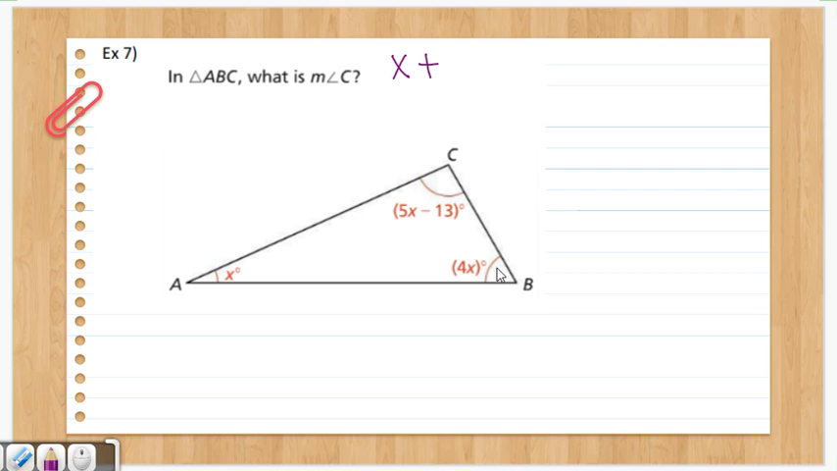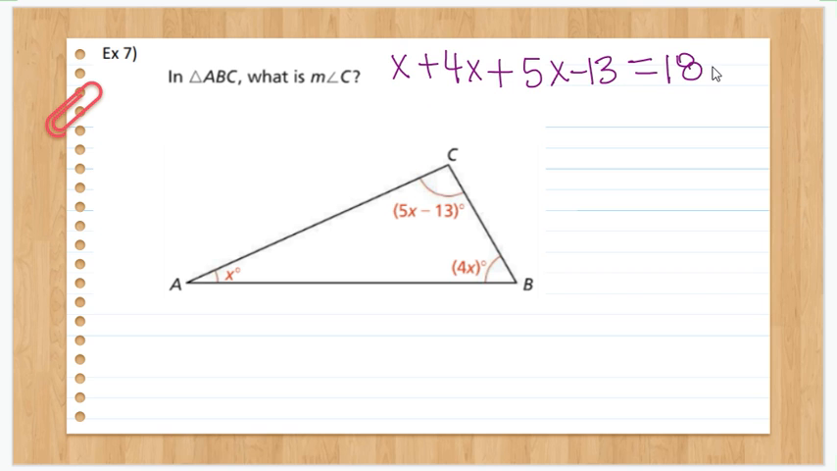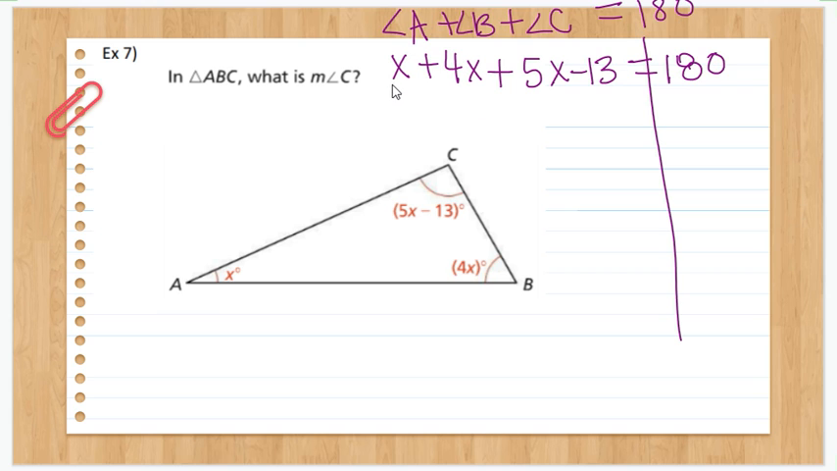x, which is angle A, plus 4x, which is angle B, plus angle C, 5x minus 13, and all three of these together equal 180. If I write above it angle A plus angle B plus angle C, all three of those equal 180. That's how I knew to set this up. Now I'm going to combine like terms. x plus 4x plus 5x is 10x. Bring down my minus 13, and that equals 180.